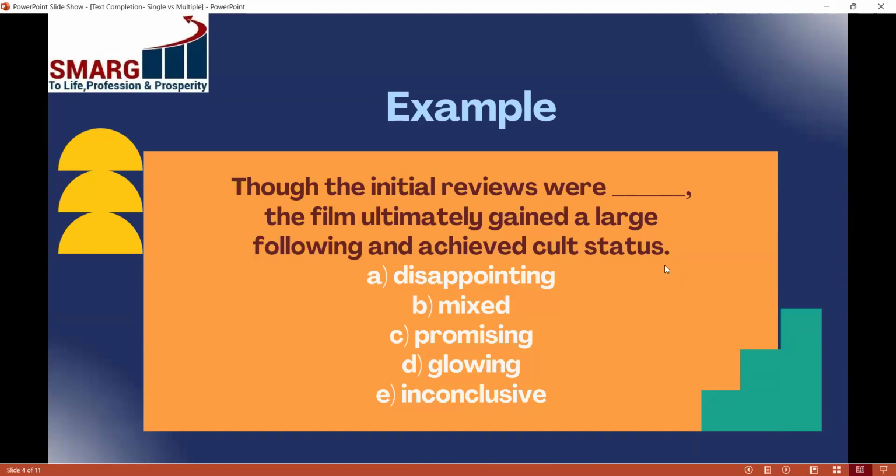Vishal, can you please read out the sentence for me? Yes, ma'am. Though the initial reviews were dash, the film ultimately gained a large following and achieved cult status. All right. Options are disappointing, mixed, promising, glowing, and inconclusive. Correct. Now, very quickly, everyone, what would be the answer? Or you can send your answers in the chat box.